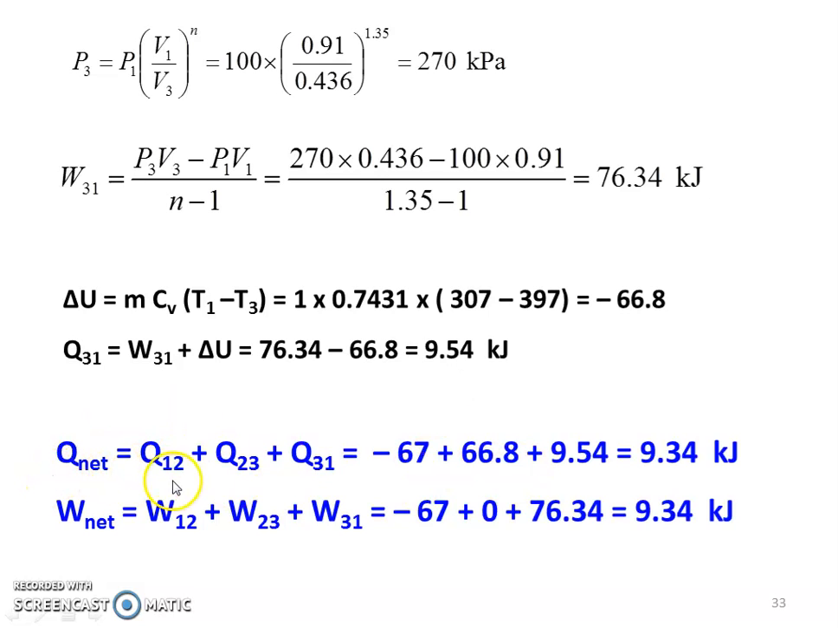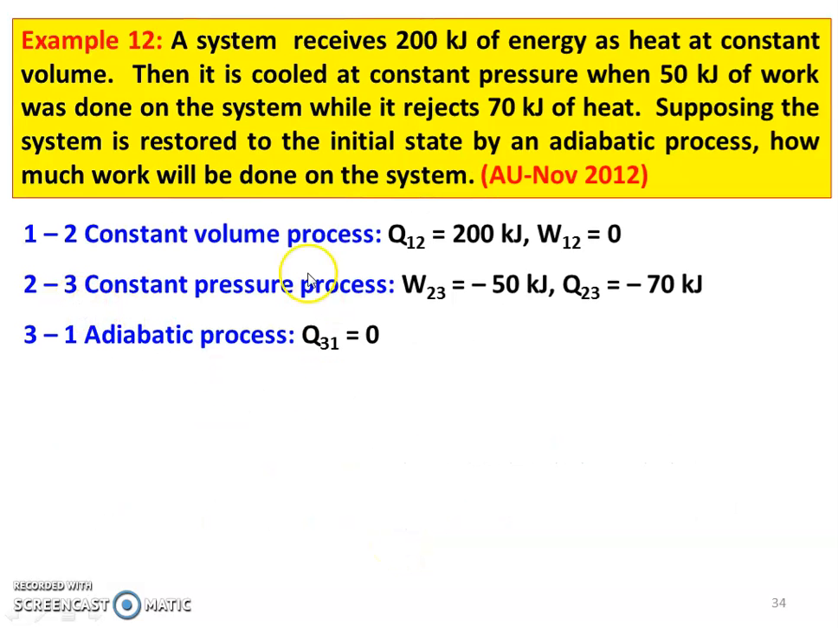Net heat transfer Q12 plus Q23 plus Q31 equal to minus 67 plus 66.8 plus 9.54 equal to 9.34 kilojoules. Net work transfer W12 plus W23 plus W31, minus 67 plus 0, since W23 is a constant volume process, plus 76.34, equal to 9.34 kilojoules. So net heat transfer equal to net work transfer and all the pressure and temperature values are calculated.